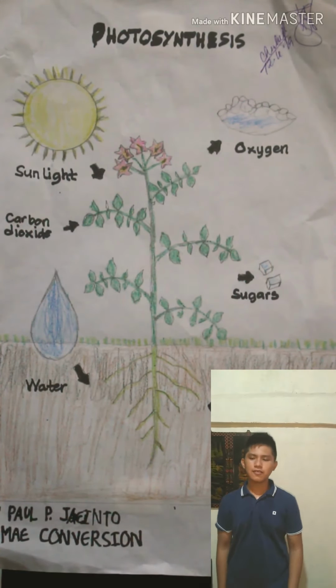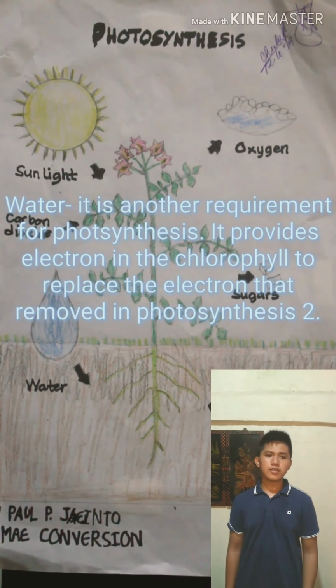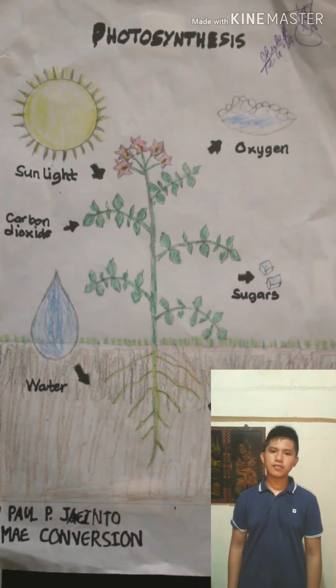Number one is carbon dioxide. Carbon dioxide is a gas released from our bodies, especially in humans and animals, after respiration. Second, water. Water is an important factor for photosynthesis because it helps us not only to restrain our body but also to help us be in good condition, especially humans, animals, and also plants.